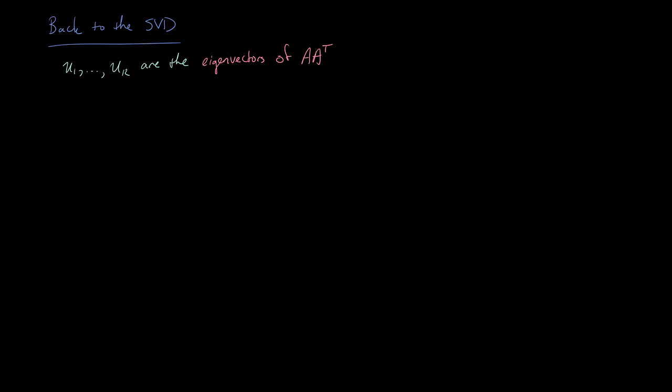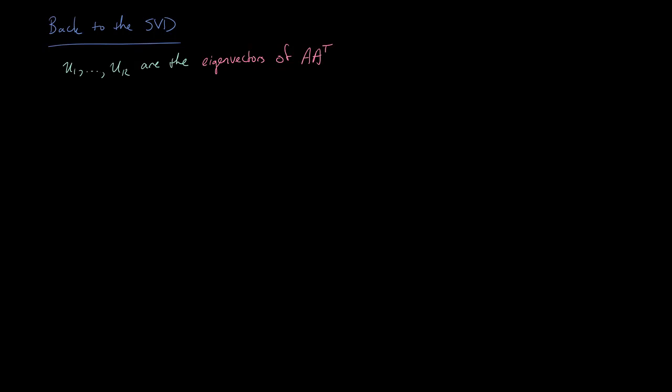Okay, so let's get back to the SVD. What else can we say about the SVD? Well, one thing is that u1 up to ur, the columns of the matrix U, are actually the eigenvectors of the matrix A A transpose. So A itself doesn't have any eigenvectors because A isn't a square matrix, but A A transpose does, and U gives us the eigenvectors of that matrix.